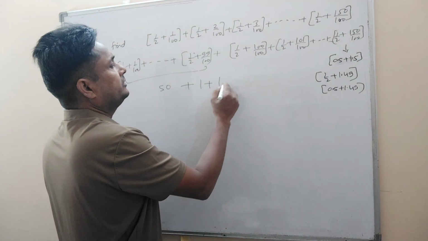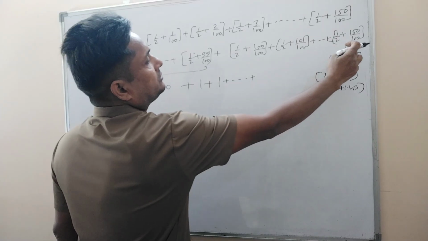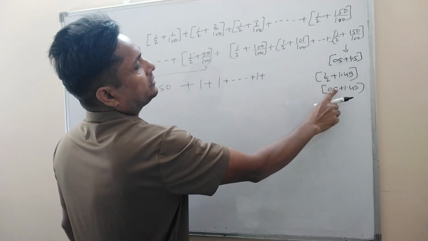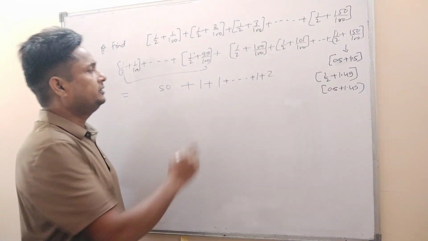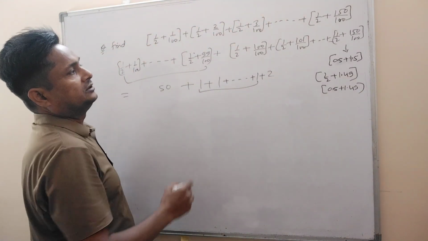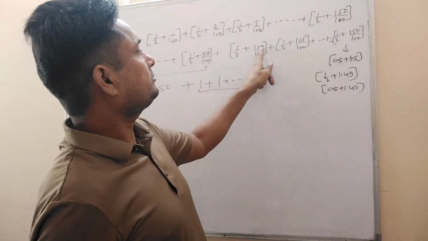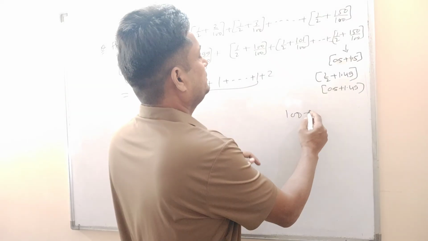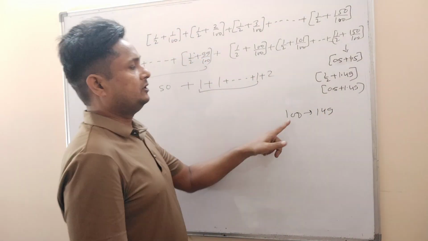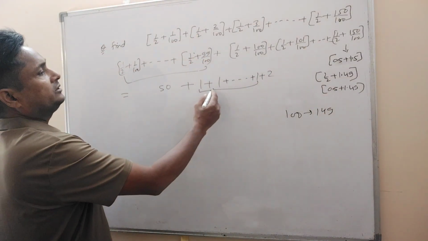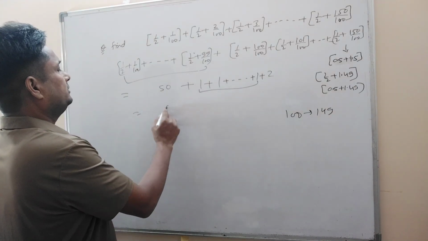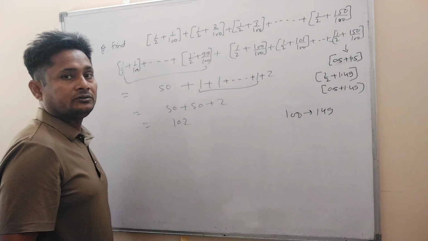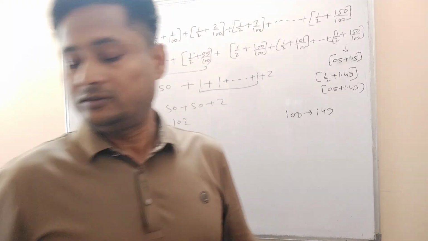So this one will be 1 plus 1 plus up to the second last. It will be 1. Last one will be 2. This is going from 100 to 149. So how many terms are here? It will be 50 times. So this will be 50 plus 2. That means it will be 102. So the total value of this one will be 102.